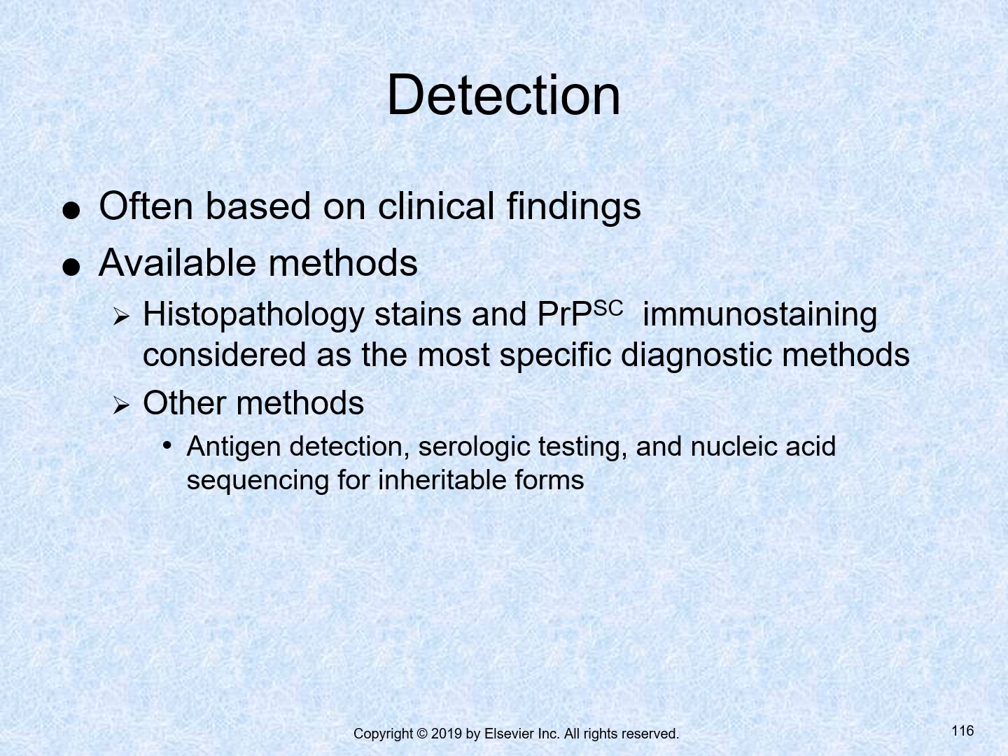Diagnosis of transmissible spongiform encephalopathies is often based on clinical findings. Available methods for testing include histopathology stains and PrPSc protein immunostaining that are considered the most specific diagnostic methods. Other methods include antigen detection, serologic testing, and nucleic acid sequencing for inheritable forms.